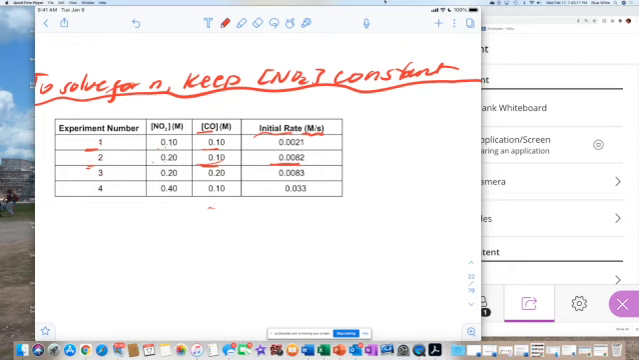Okay, so now I have to look for an experiment. We're going to be looking at an experiment this time in which NO2 is kept constant, right? You probably can figure that out.